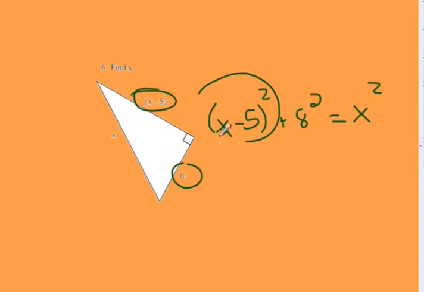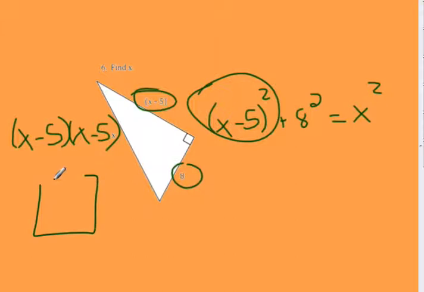So now, in order to square this, you can't just distribute the exponent in. Remember that this is the same as x minus 5 times x minus 5. So in order to solve it, you need to use the box method. So you get x minus 5 here and x minus 5 here. So now we're going to multiply into the box.